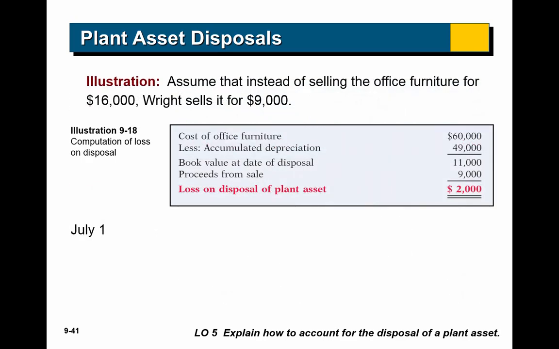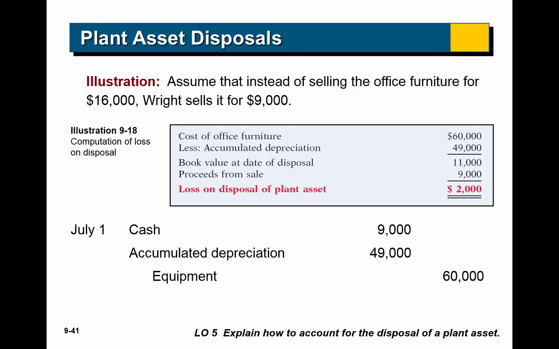Here's an example of the exact same asset, but now we're selling it for $9,000. So again, we have the cost minus the accumulated depreciation gives us a book value of $11,000. We're selling it for $2,000 less than what it's worth, so we take a loss on the asset. So again, we show our cash going up by $9,000. The accumulated depreciation account gets debited for its full amount. That makes it go to a balance of 0. The asset gets credited for the full amount, making the balance of that account go to 0. And then the difference, you see there's $58,000 on the debit side and $60,000 on the credit side, so we have to do a debit of $2,000. That will be our loss on the disposal of the plant assets.